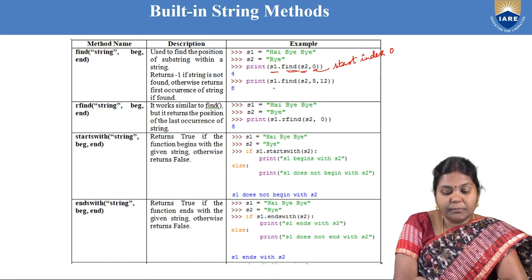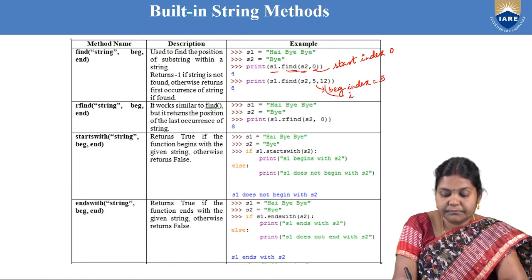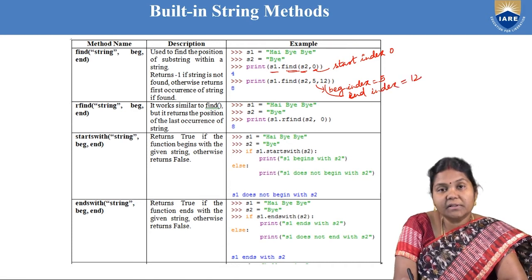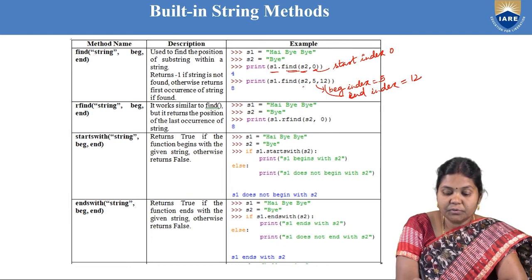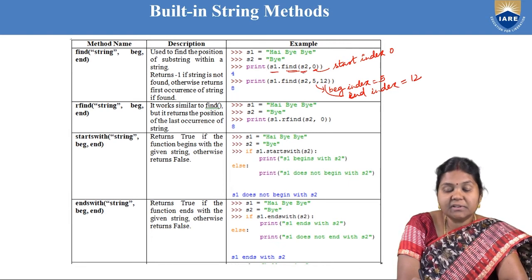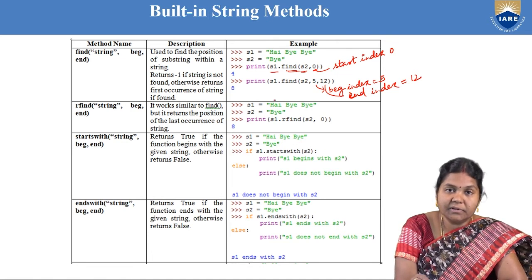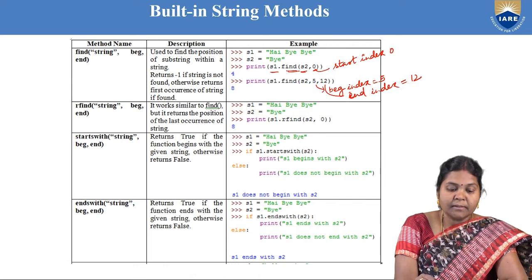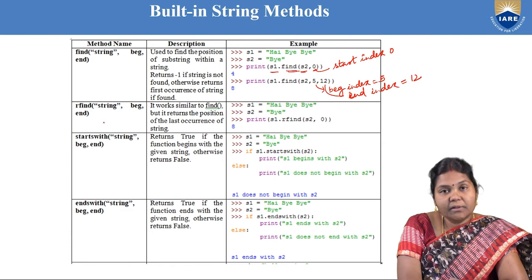In the second example, we are writing S1.find S2, 5, 12. That means we are mentioning the beginning index is 5 and the ending index is 12. So you can mention from where to where you want to check for the substring in the main string. The first time bye is present at the 4th index, and the second time it is present at the 8th index. So from 5 to 12, the second occurrence of bye is at the 8th index position.